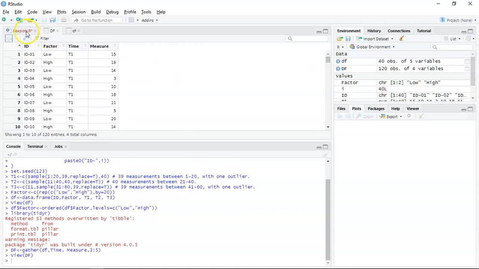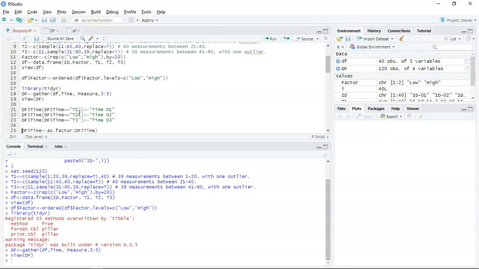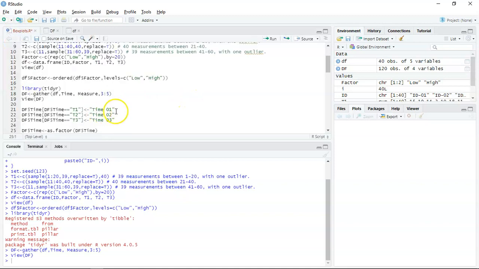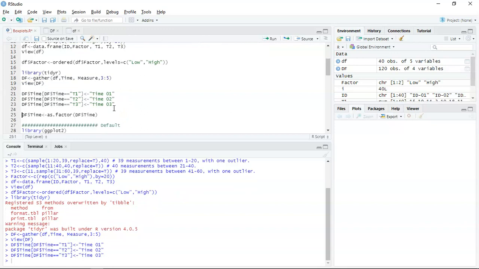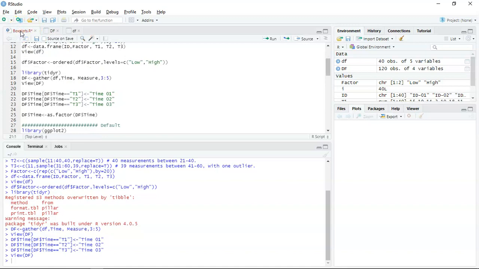Okay. And now let's start. Oh yeah, the last thing I wanted to do here is the time measurements. When you look at the long data frame, you can see time is labeled as T1, T2, T3. I just wanted to give them a better name, so I'm calling it time 1, time 2, and time 3. So that's all that's happening here. And if I view the data frame, you can see that's updated, which just makes the graphs look a small bit nicer.